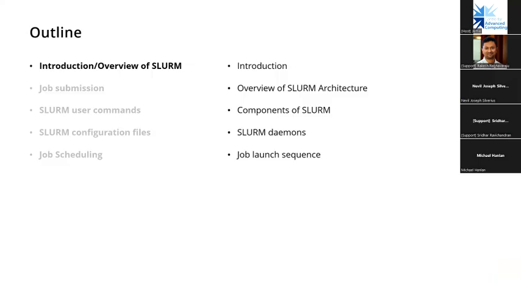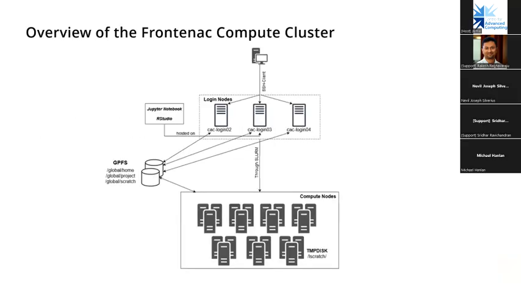To begin with the introduction of SLURM, this will give a quick overview of the architecture, the components that we have, what are the daemons that are available in SLURM, and how the job launch sequence works. To give a quick overview, this is the frontend cluster that we have. We have 3 login nodes and compute nodes, and scheduling, and a storage unit called GPFS. And we use SLURM to schedule jobs. Typically, users log into the login nodes, and they submit jobs to the compute nodes.